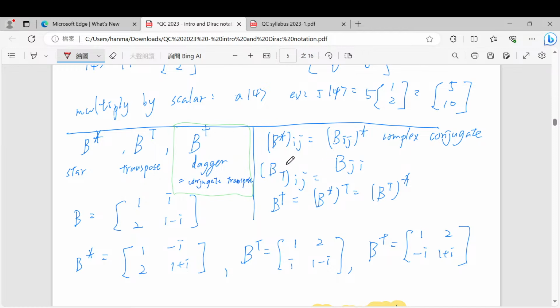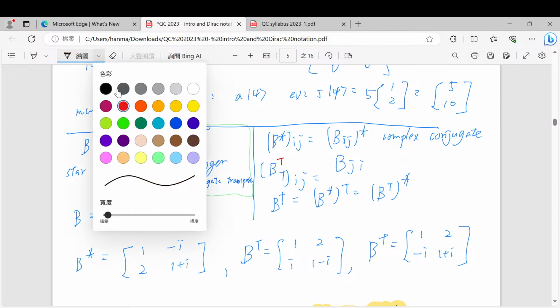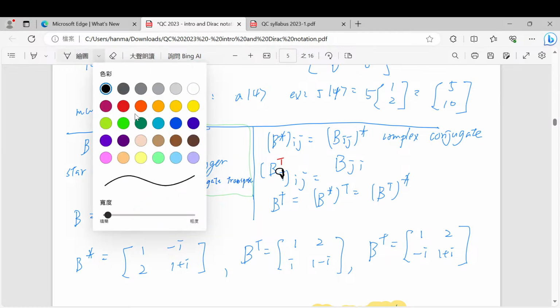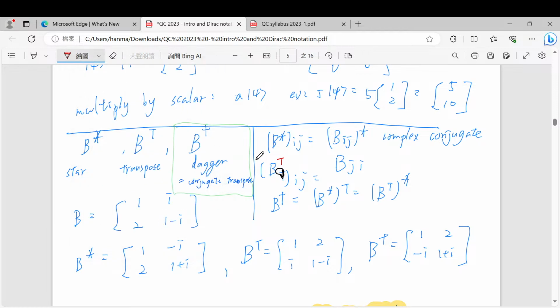Oh, why is this so ugly? Okay, and so T should be up here. Okay. Yeah. Then, okay, maybe I will do this. Yeah. Anyway, so when you transpose the matrix, then the ij element becomes the ji element.